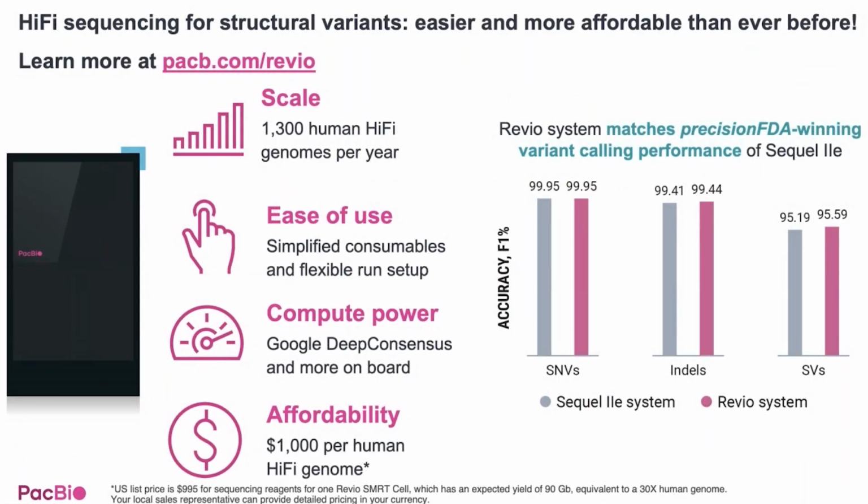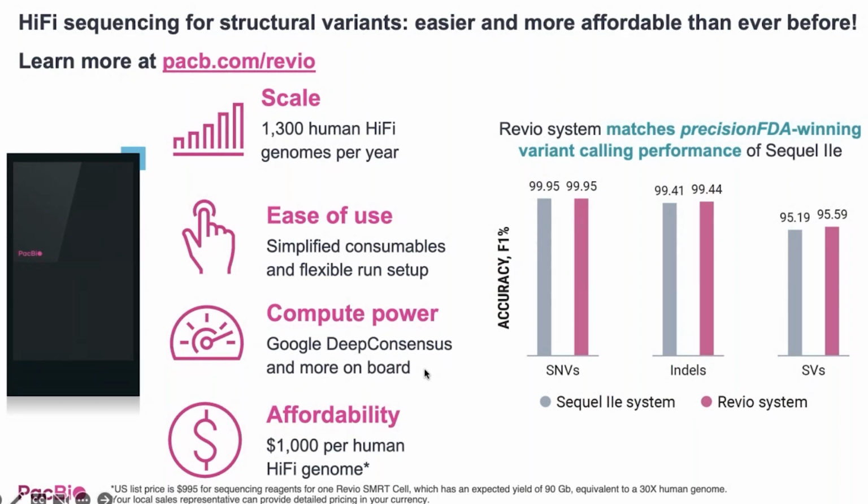So looking at where we are today, it's been an exciting couple months since the release, the announcement of the Revio system. I think this is really also changing things. What's really cool about Revio is basically one SMRT cell is about a 30x human genome. So that's helping us both in terms of scale and the number of samples, as well as the affordability. This is, of course, based on US dollars, a little under $1,000 in terms of sequencing reagents.